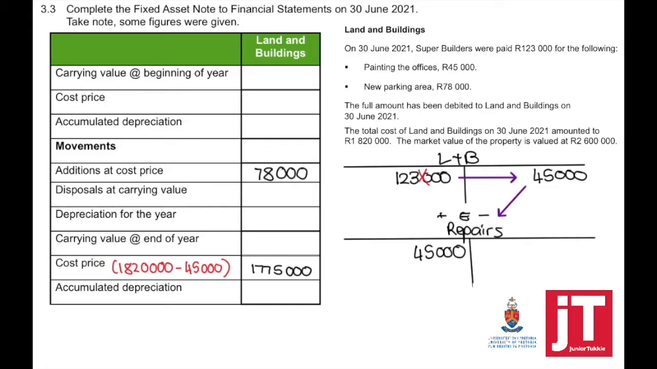Now we can look at the addition. The addition was equal to 78,000. So to calculate my cost in the beginning, we now need to do the opposite calculation. This means the cost at the end minus the additions equals the cost in the beginning. And again, there's no depreciation calculated on land in buildings, so it means that the cost is equal to your carrying value.